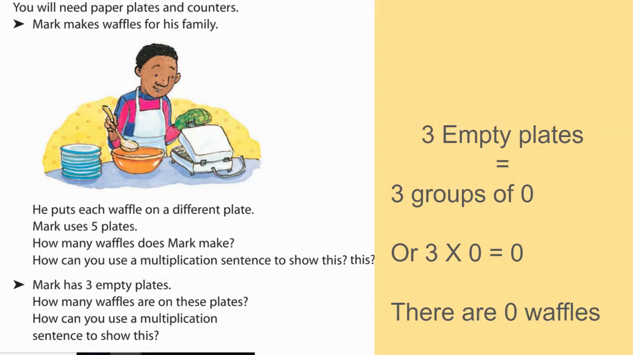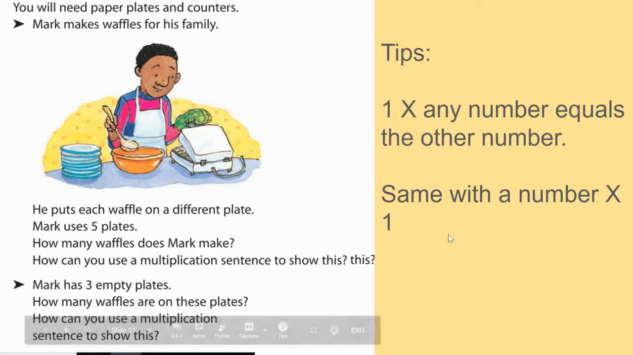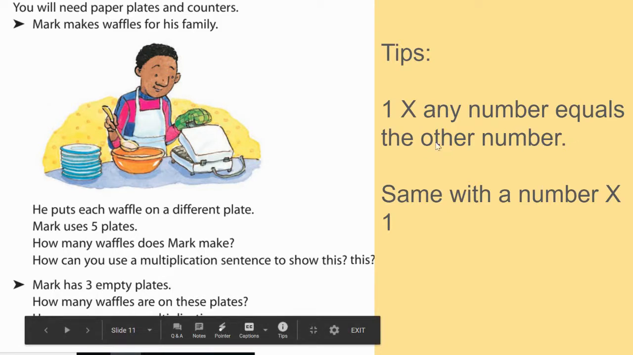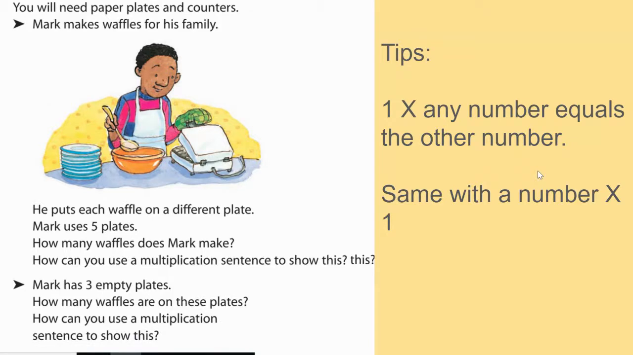So whenever you're multiplying by 0 or 0 by another number, it's always 0. Because if you have no groups, or if you have none in a group, there's nothing to count. So it is 0. Tips. 1 times any number equals the other number. Same with a number times 1.